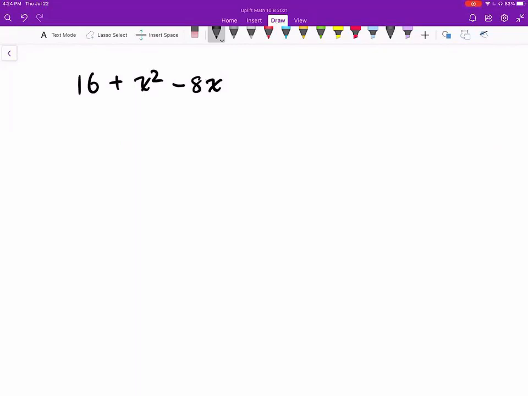Four minus x, squared. Yeah, good job. It could also be x minus 4 squared, depending on how you prefer to write it. But yeah, that's correct.